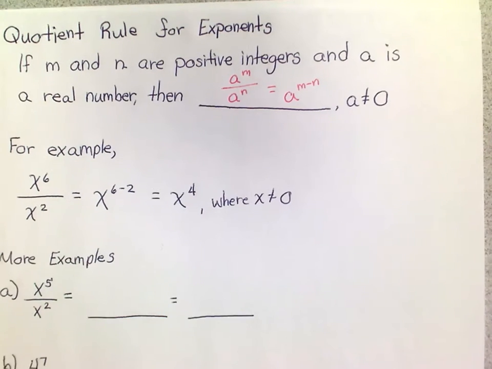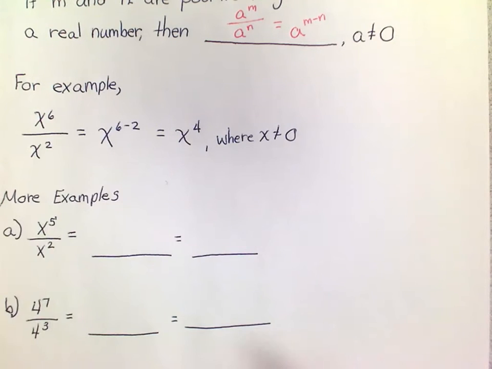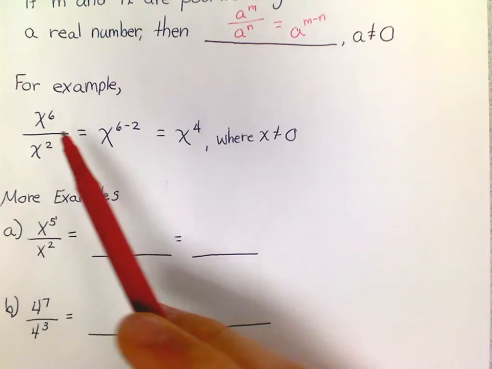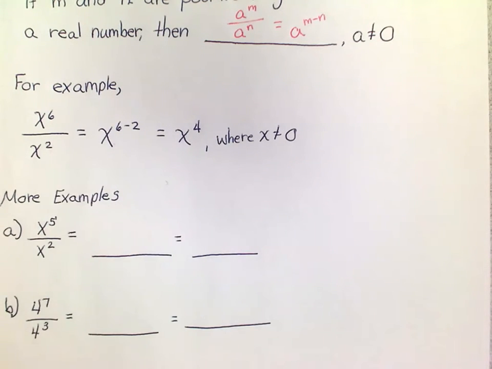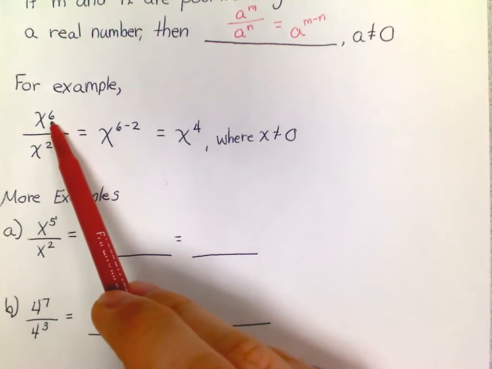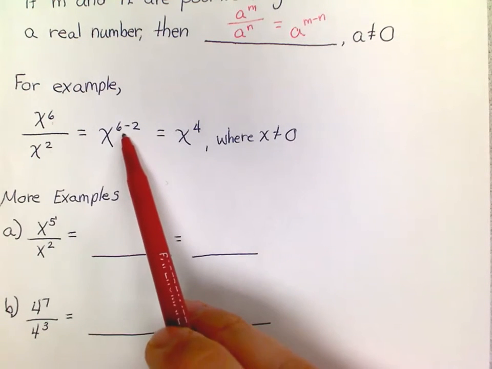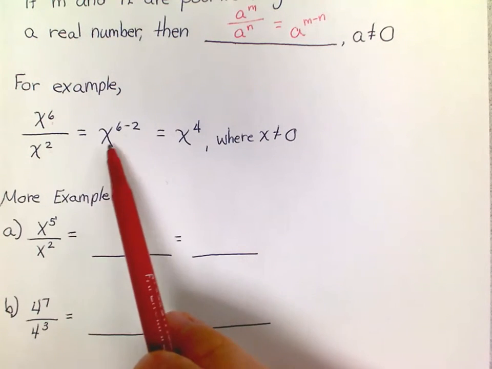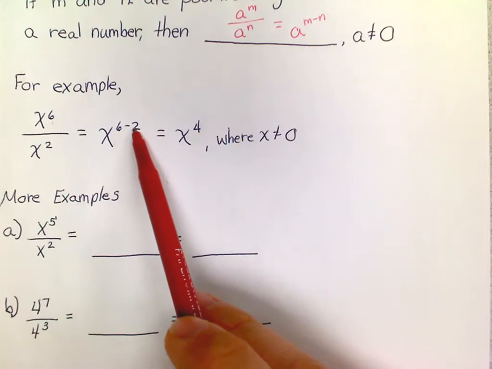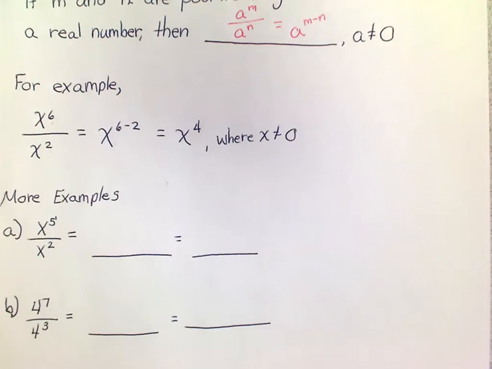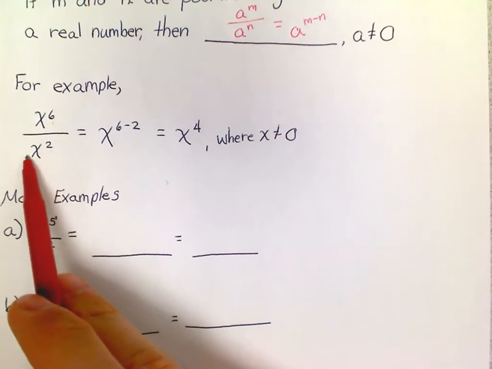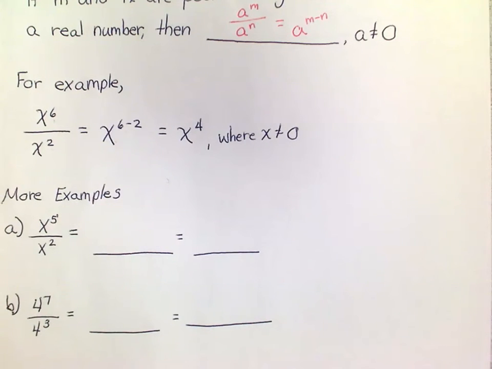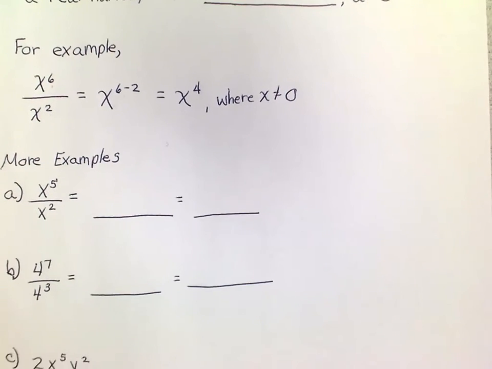So if we look at these examples down here, we follow the same pattern. x to the 6th over x squared, we just take the powers and we subtract them, with the numerator's exponent being the first number appearing in the subtraction. So we bring the 6 right there, and the 2 on the bottom is being subtracted. We're just left with x to the 4th, where x cannot equal 0. Because if we let x equal 0, the denominator would be equal to 0, and as we have talked about before, that would be an undefined answer.